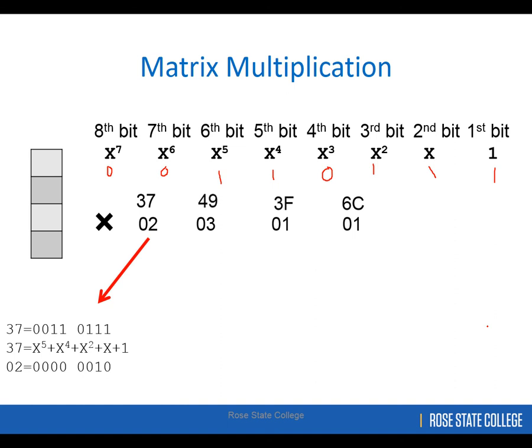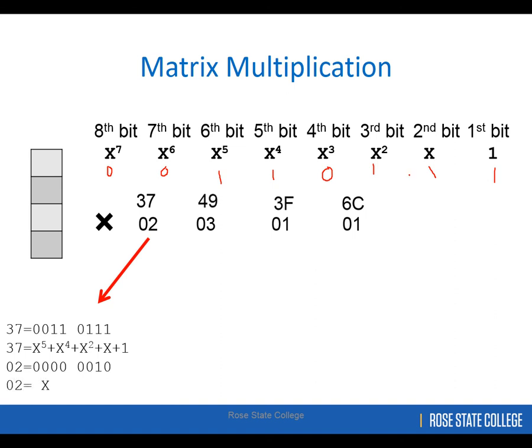Just watch. Okay? So a 2 is 0, 0, 0, 0, 0, 0, 1, 0. Do you agree with that one? Okay. So that would be what? Just x. Yeah, which is okay. Yes. Okay. So just x.